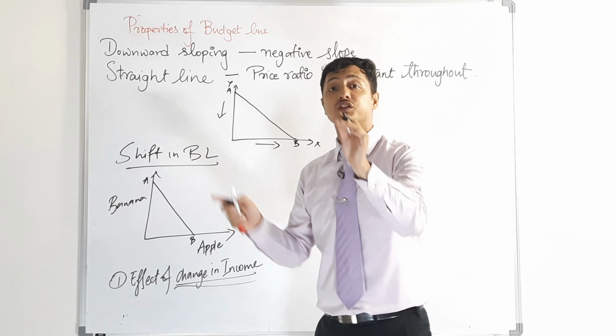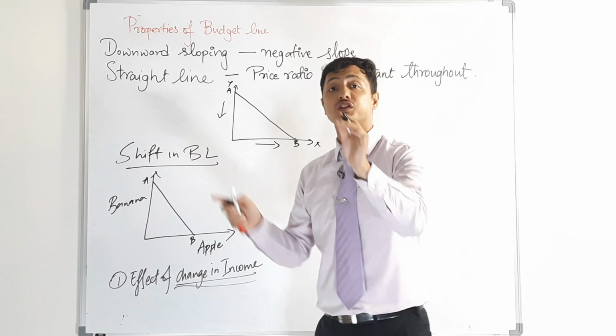It will become BA1, BA2. So if the income increases, the consumer will be able to have more of both the goods, right? So it will shift towards the right. And if the income diminishes, the consumer will be able to have less of both the goods. So the budget line will shift towards the left.